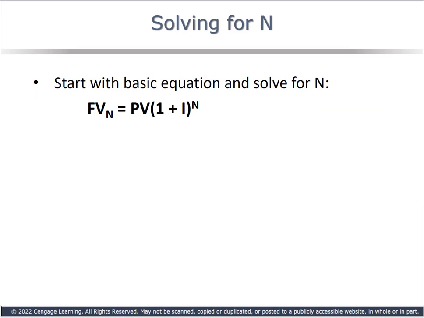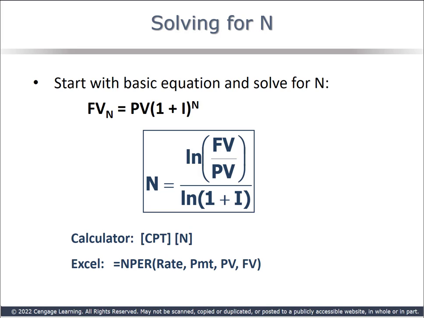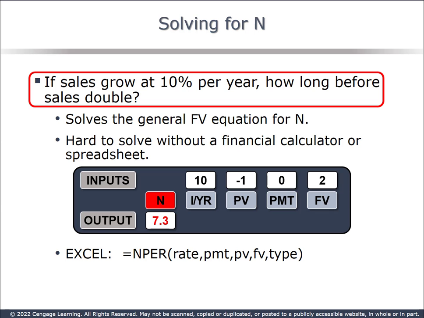Solving for N follows the same pattern. We can solve the basic PV equation, but that gets a bit complicated. But you can solve this in your calculator using the LN key, but using the TVM keys is much easier. So here's our example. If sales grow at 10% a year, how long before sales double? You don't need to know what sales are. IY is 10, let present value be negative 1, payment is 0, future value is 2. They've doubled. Compute N, 7.3 years.